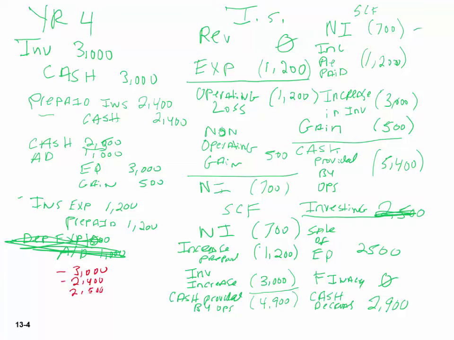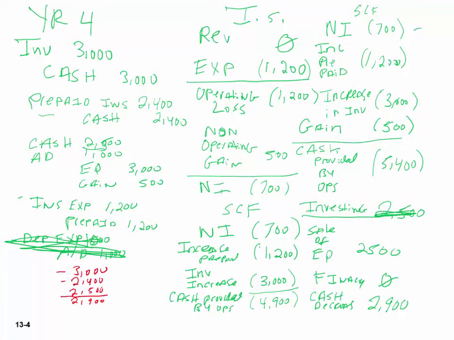Cash of 2,500 came in. So does that give me the $2,900 change? Cash change 2,900 for the period? Okay. And what about this statement of cash flows now? We're all the way to 4 years on the statement of cash flow now, aren't we?